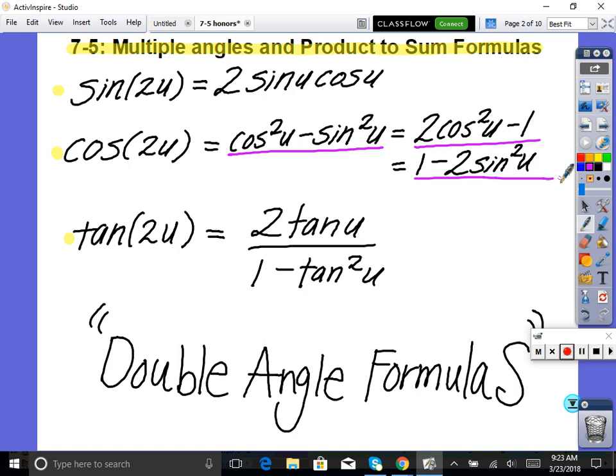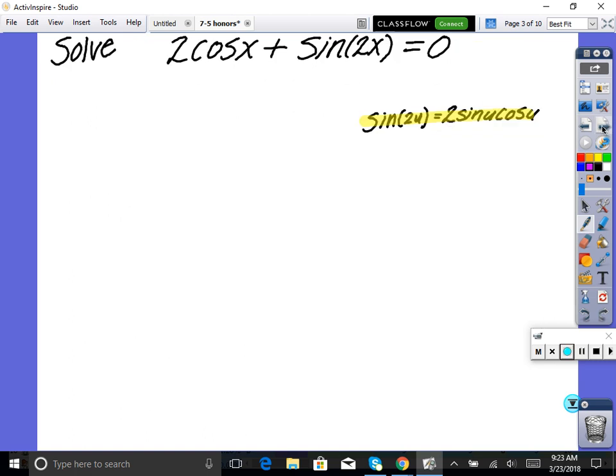So tangent of 2u is 2 tangent u divided by 1 minus tangent squared of u. Or, if you have a tangent of 2u, you can find sine over cosine of 2u and then divide them, but it just depends on what you like to do. Double angle formulas. You can switch back and forth. So now we'll just start practicing these.